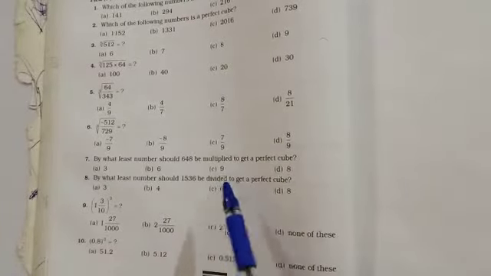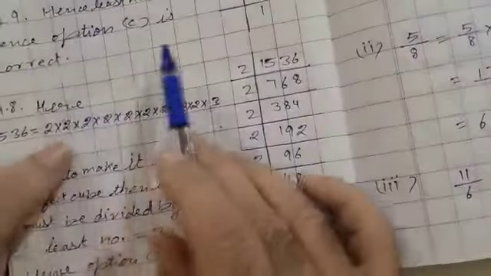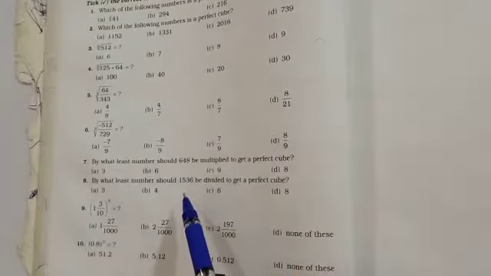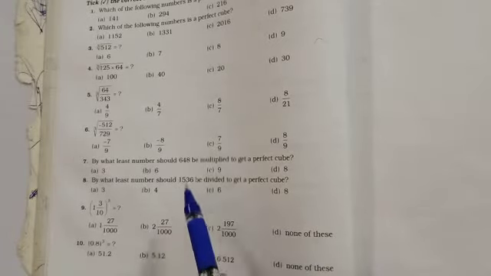Hence option C is correct. This is your required answer. Now we discuss the next part. Prime factor of 1536. Now resolving the prime factor of 1536.